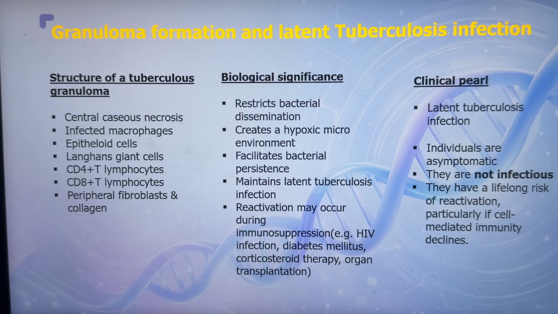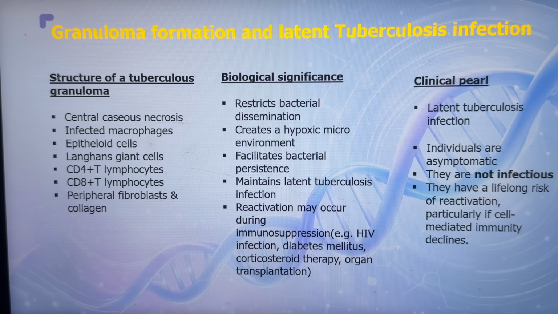Biological significance: restricts bacterial dissemination. The first function of the granuloma is containment. Instead of allowing bacilli to spread through blood and lymphatics, the immune system walls them off and creates a hypoxic microenvironment. Granulomas are poorly vascularized, and oxygen tension becomes extremely low. This hypoxic environment slows bacterial metabolism and facilitates bacterial persistence. Ironically, the same hostile environment drives MTB into a metabolically dormant or non-replicating persistent state.